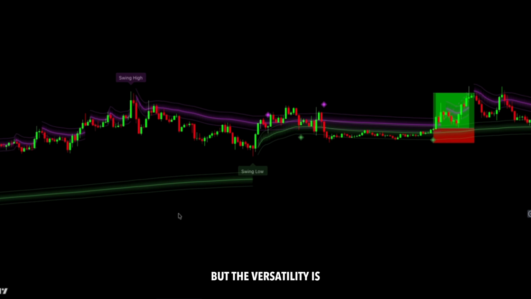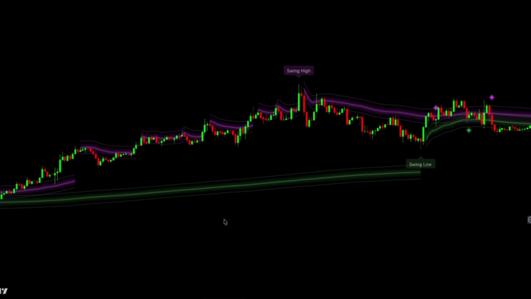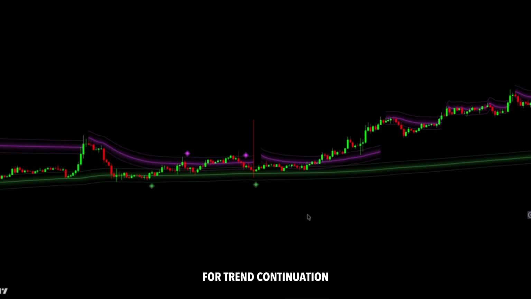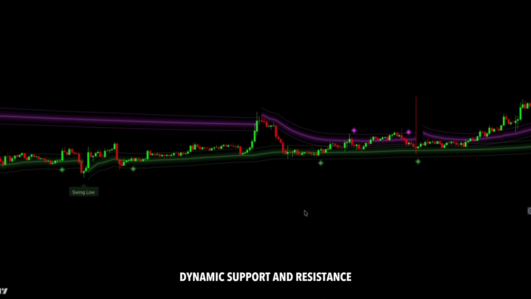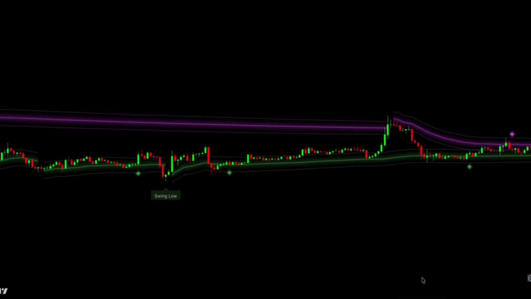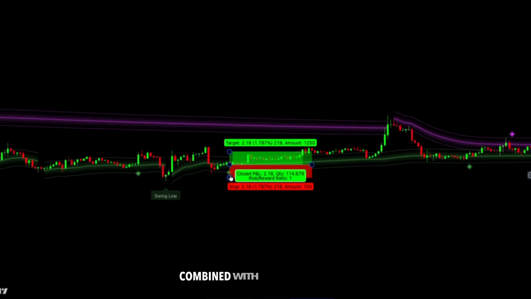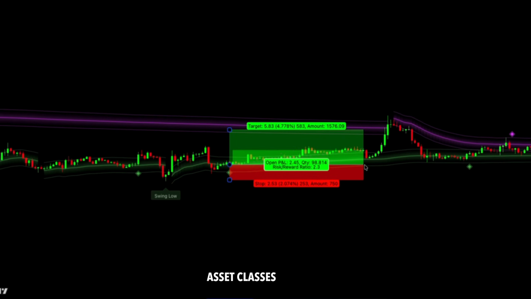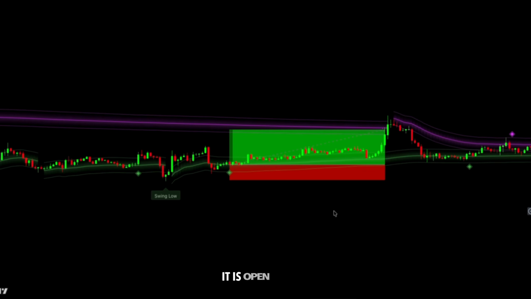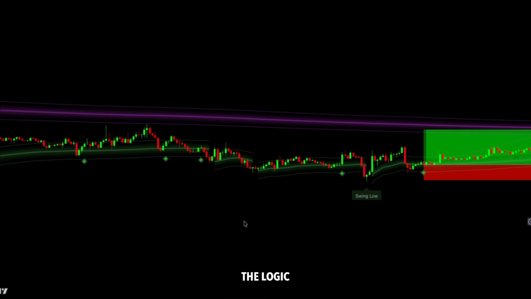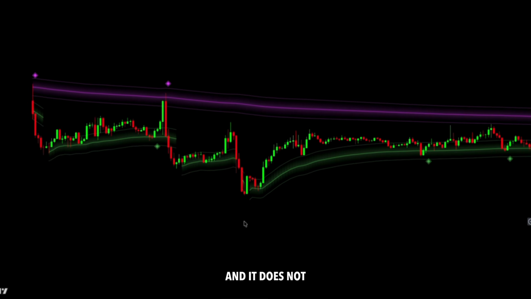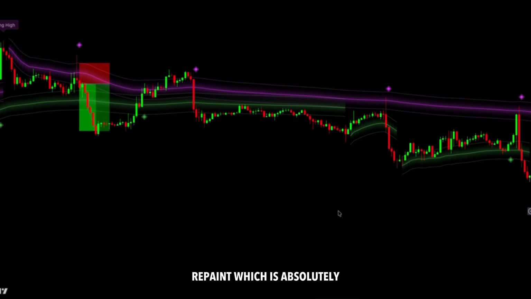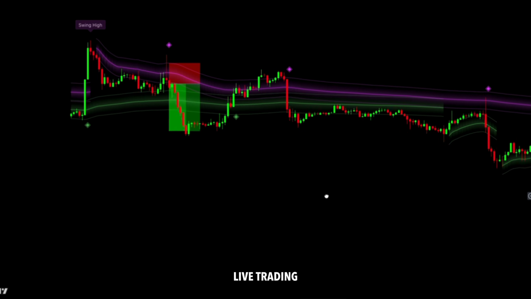But the versatility is what really impresses me. You can use this for trend continuation, dynamic support and resistance, reversal trading, or as a structure framework combined with other indicators. It works across multiple asset classes and timeframes. It is open source so you can verify the logic. And it does not repaint, which is absolutely critical for backtesting and live trading.